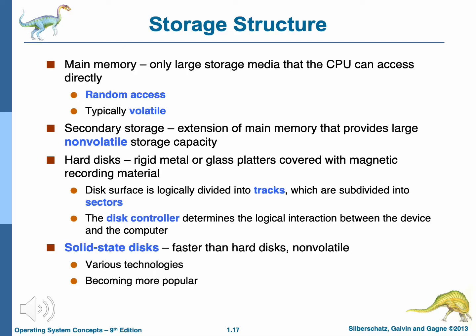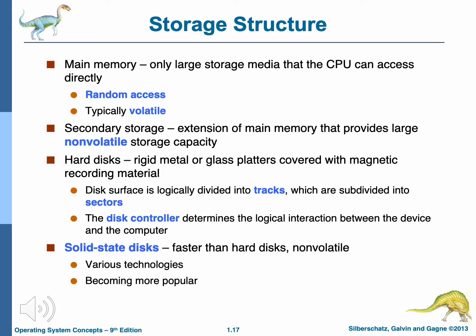Ideally, we want the programs and data to reside in main memory permanently. This arrangement usually is not possible for the two following reasons. Number one, main memory is usually too small to store all needed programs and data permanently. Two, main memory is a volatile storage device that loses its contents when power is turned off or otherwise lost.